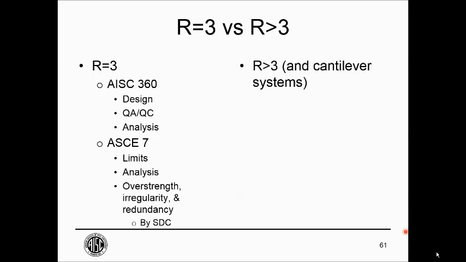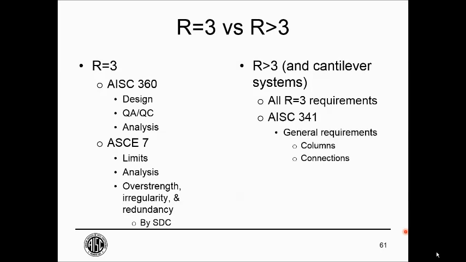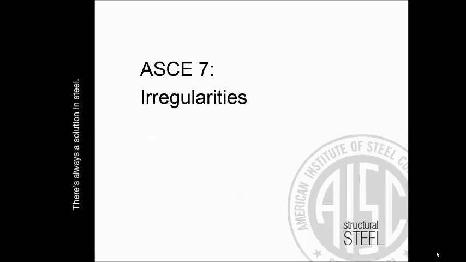For the higher R systems and the cantilevered column systems, we have all those requirements, but you're forced to look at ASCE 341 and design according to those requirements. There are general requirements for columns and connections. And then there are system-specific requirements for proportioning and detailing each of the systems, and we'll go into a couple of those in detail. And then there are some extensive QA and QC requirements.